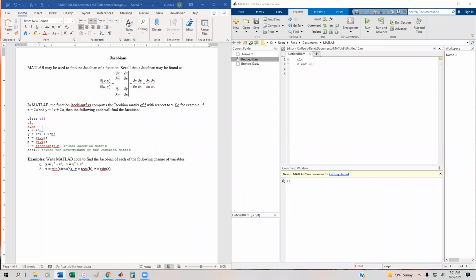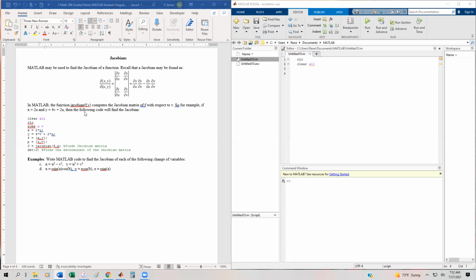In this video, we're going to take a look and see how we can find a Jacobian using MATLAB. You might recall that to find a Jacobian, you just take a determinant of partial derivatives if you have a definition of a parameterization. So let's say we have a parameterization x equals 2u and y equals 4v plus 2u. So we have that change of variable from one base x and y to another base u and v.